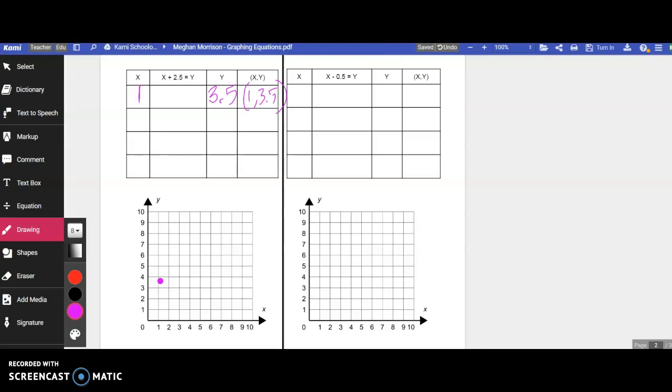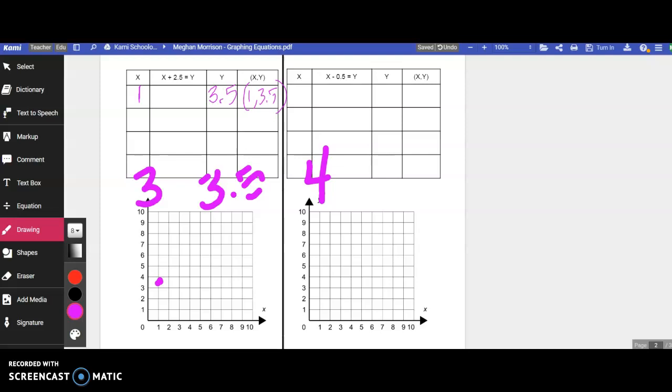Sorry, that's a little messy. Let me try that one more time. Undo. There we go. So over to 1, up to 3.5. If you need to make it a little bigger, that's okay. Because remember, 3.5 is right in between 3 and 4. Okay? So it's going to be above 3. Let me know if you have any questions.